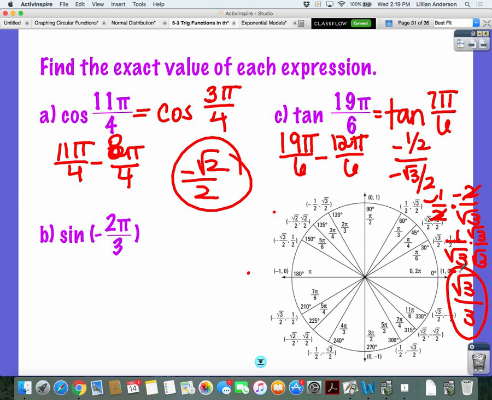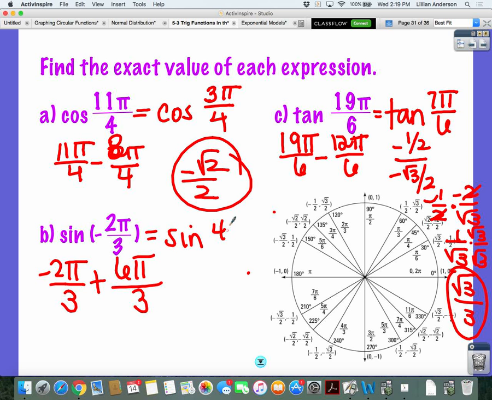Let's do the last one again, and you need to do something on your whiteboard. Negative 2 pi over 3. Is negative 2 pi over 3 on your unit circle? No. So let's find a coterminal angle that matches up to it. Am I going to add 2 pi or subtract 2 pi? 2 pi is what over what? Because I got to have a common denominator, which is? So these are the same thing. What's the sine of 4 pi over 3?